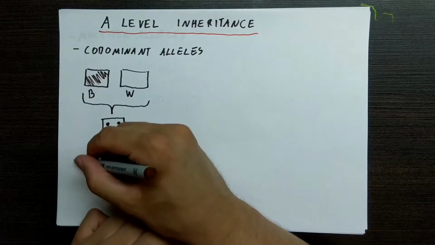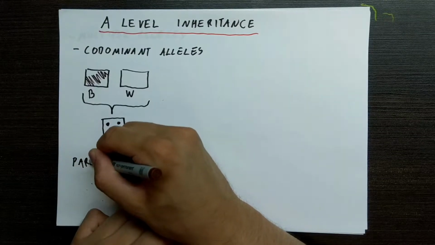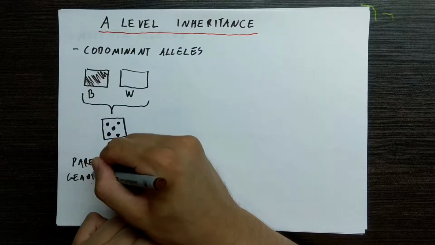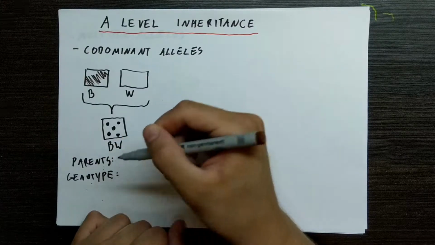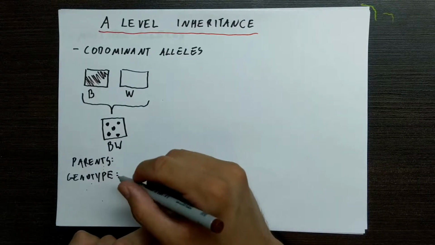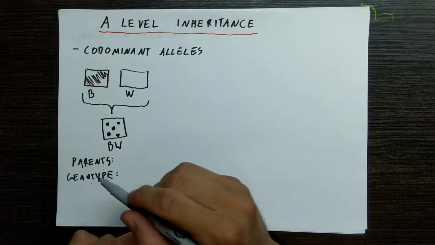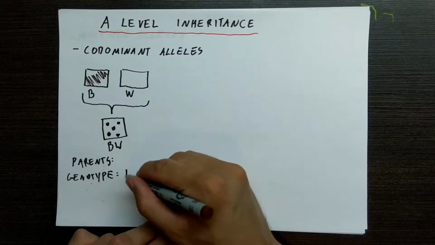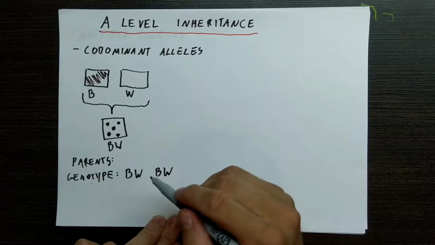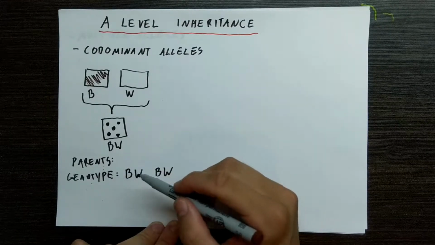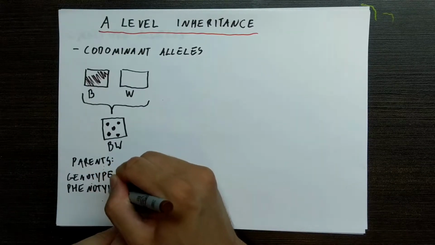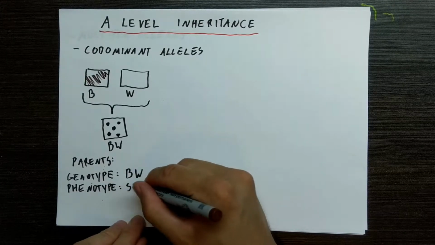Well, let's kick it off with parents and their genotypes. Okay, so parents, let's say they are both spotted. So if they are spotted, they have to have B and W. So their genotype is both of them have those two alleles together. As we know, the alleles come in pairs. So they both have B and W alleles, which makes them spotted. So that's their phenotype. Spotted.